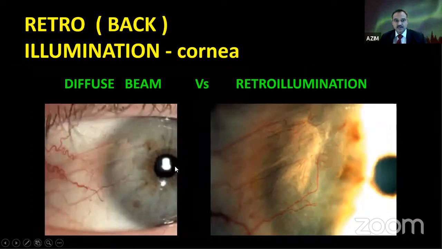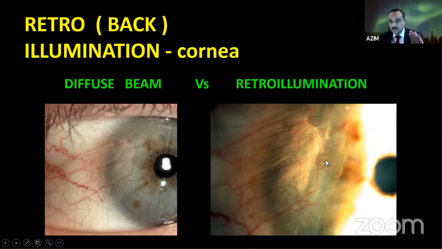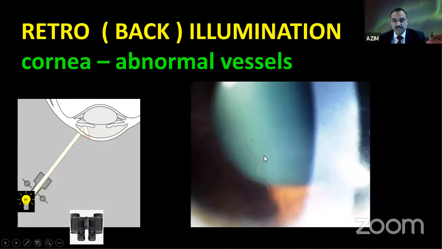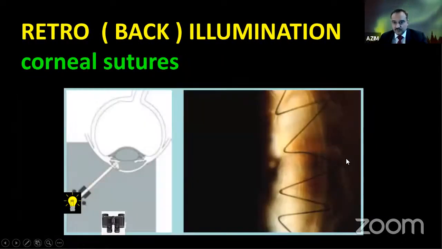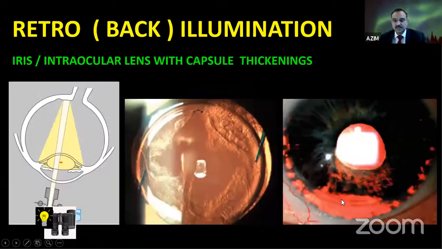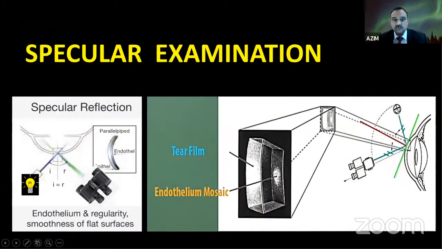Okay, let's compare. This is the same picture by diffuse illumination on the left. You can see the gross extent of the lesion, but the retro illumination gives you an idea about the extent of the blood vessels, extent of the lesion. This is how retro illumination will come into use for you. Retro illumination can also study fine corneal vessels, nice, beautiful sutures, the depth of the sutures, the extent of the involvement, iris window defects, atrophies, posterior capsular thickenings, decentration of the IOLs. So this is what retro illumination is useful for.